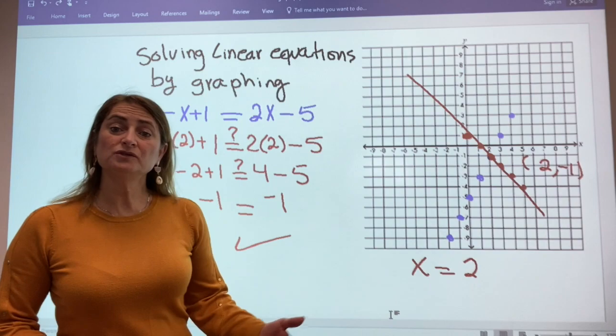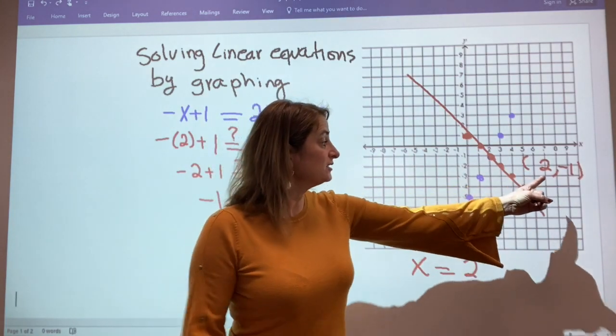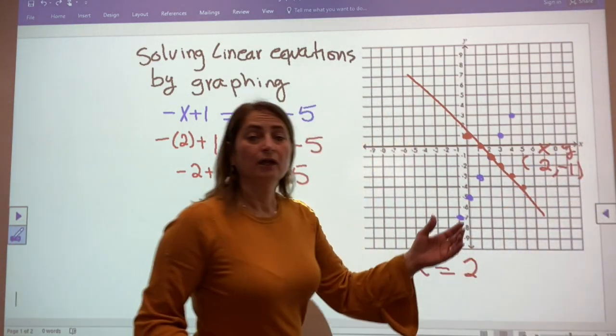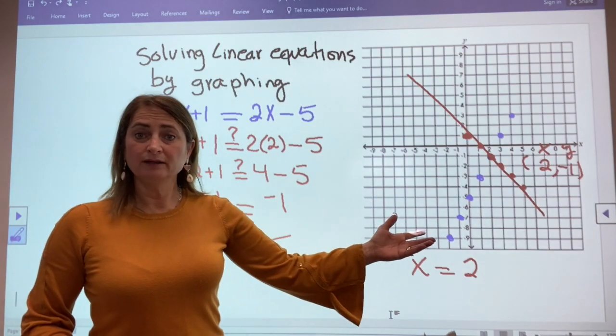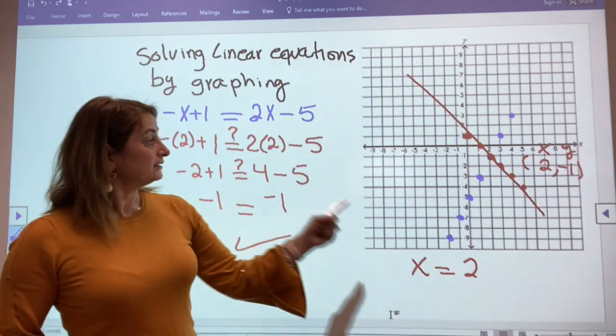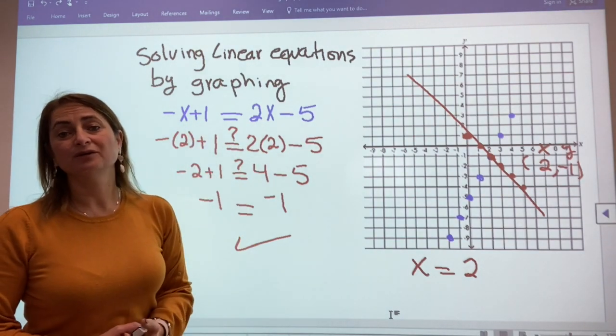Watch how I only use the value of x from the point of intersection, which is x equals 2, y equals negative 1. I only use the x, not the y, because the y has to be the same for both. And the x is what I need to balance this original equation.